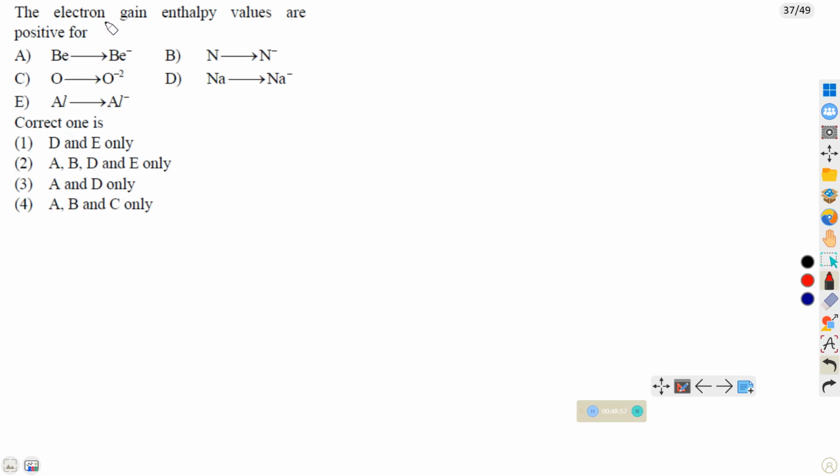Electron gain enthalpy values are positive. Remember, second electron affinity is positive.